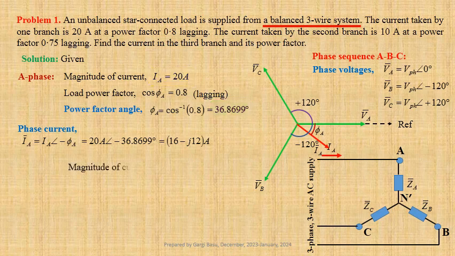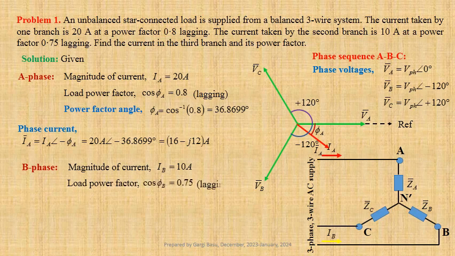Given magnitude of current flowing through the B phase IB equals 10 ampere and load power factor cos phi B equals 0.75 lagging. Now we shall calculate the power factor angle. Phi B equals cos inverse 0.75. That gives us 41.4096 degree. Here phase current IB lags phase voltage VB by an angle phi B.